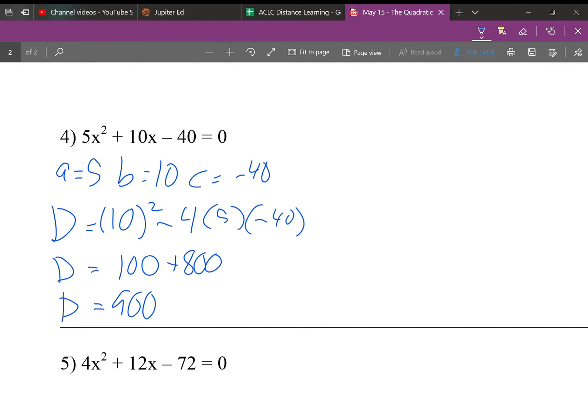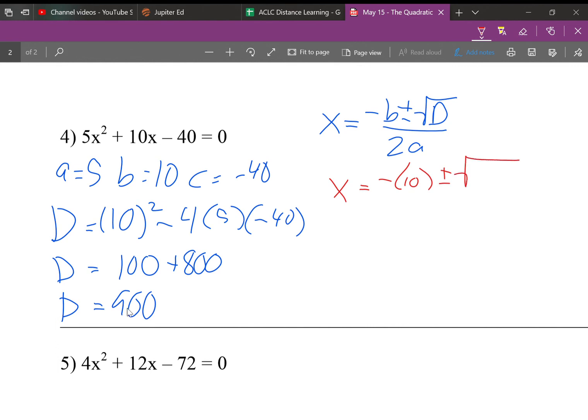And so what do we see here? We see that the discriminant is a positive number. Since it's positive, we know that we're expecting 2 solutions. Now, what is our quadratic formula itself? X equals negative b plus or minus the square root of d over 2a. So let's go and plug into that. X equals negative parenthesis 10 plus or minus the square root of 900 all over 2 times a, which is 2 times 5.